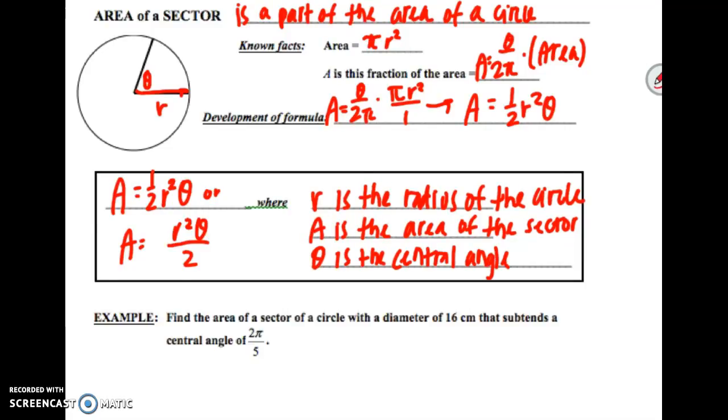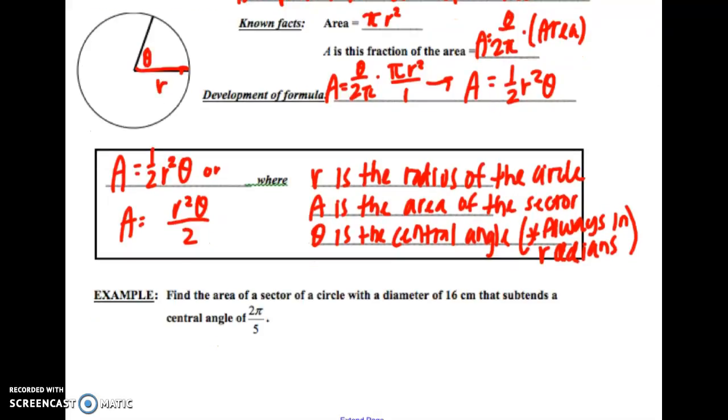And again, the central angle is always in radians. So if your central angle is given to you in degrees, you must convert it to radians in order to solve the problem completely.